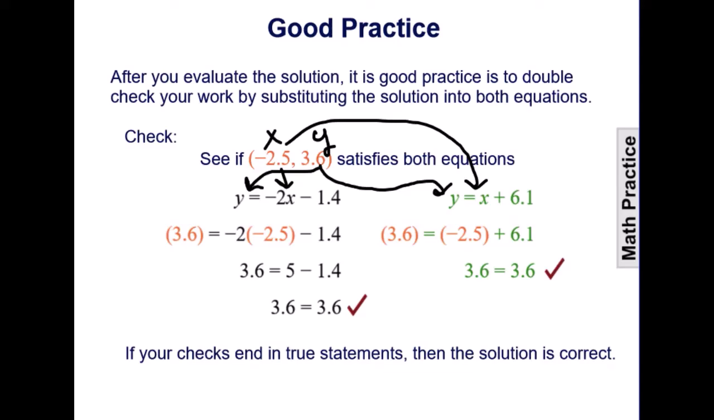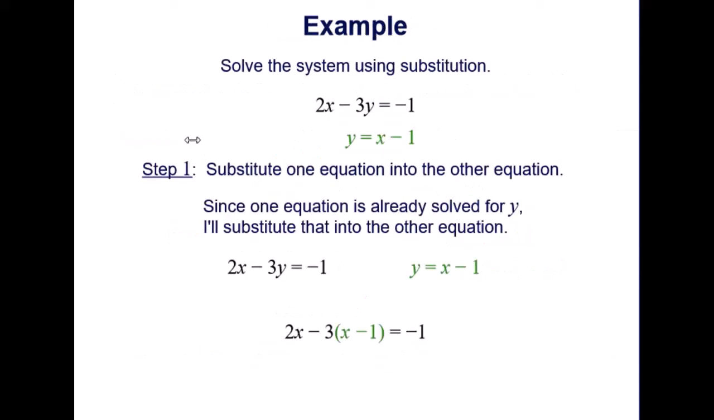Let's look at one more example for substitution. Now let's solve the system 2x minus 3y equals negative 1 and y equals x minus 1. So the first step is to substitute one equation into the other equation.